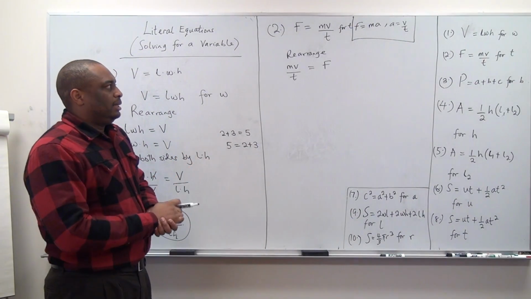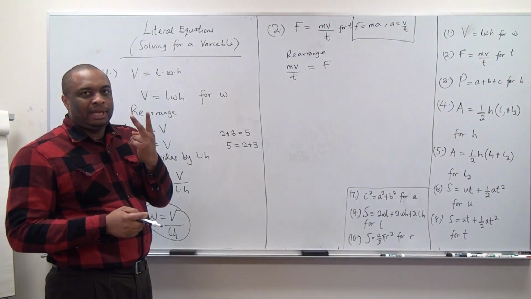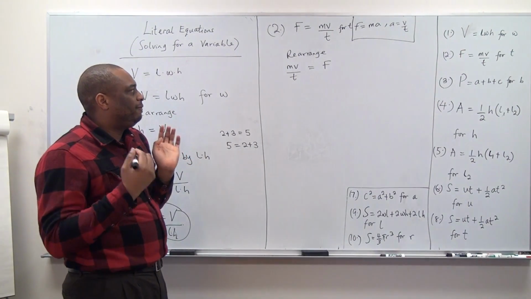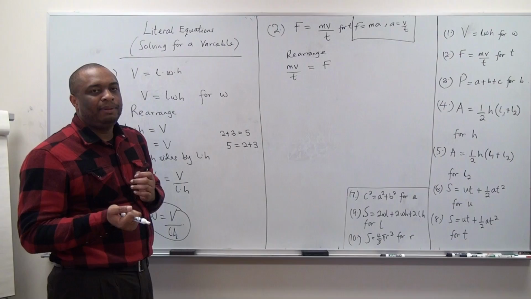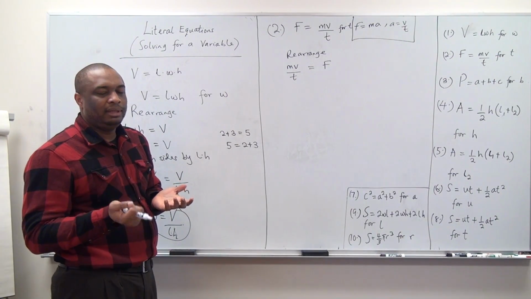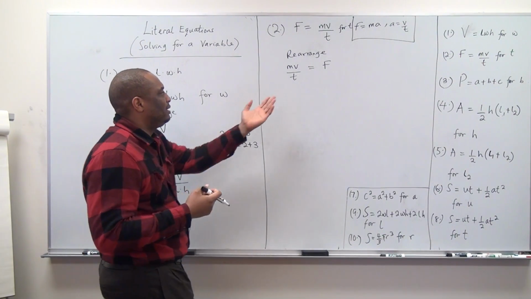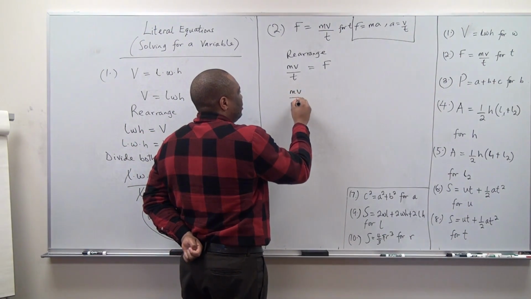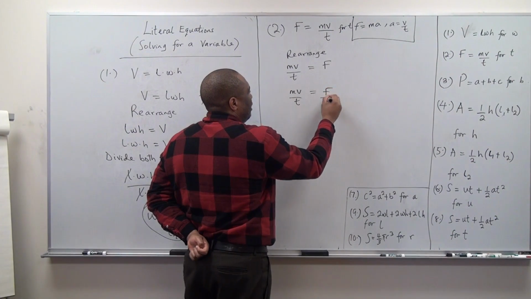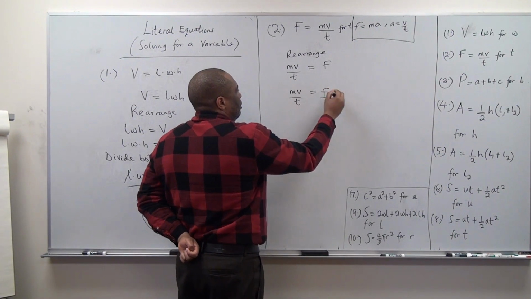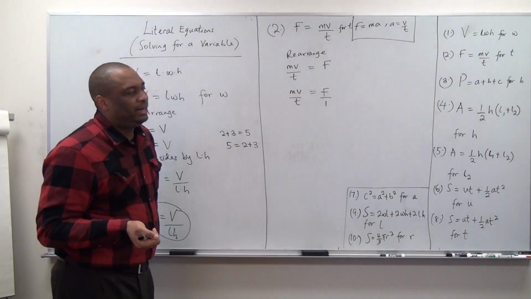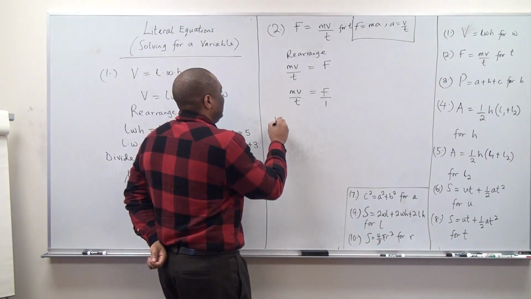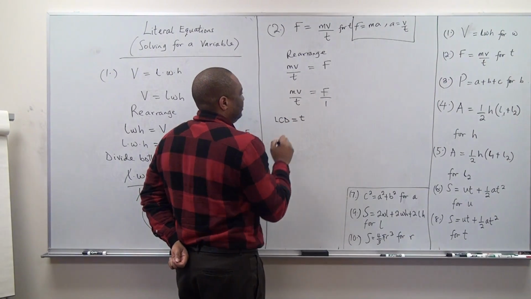Now if you look at this, I will show you 2 ways by which you can solve for it. The first way is by multiplying by the LCD. And what is the LCD? If you look at this denominator, it is t. Actually, the other denominator is f over 1, because anything divided by 1 is still that thing. So if you compare the 2 denominators, the LCD is t.